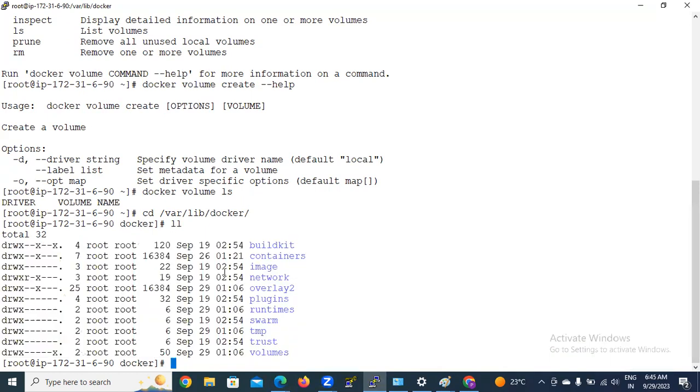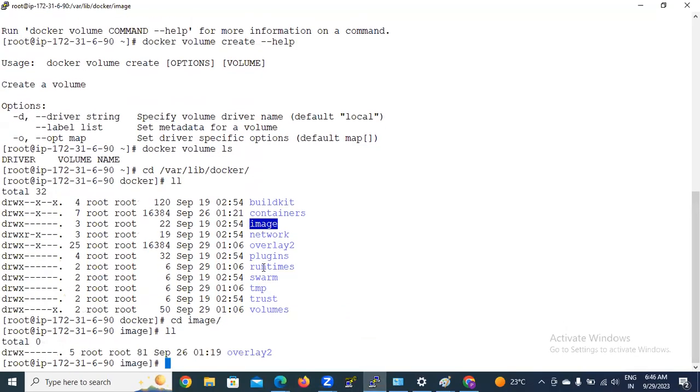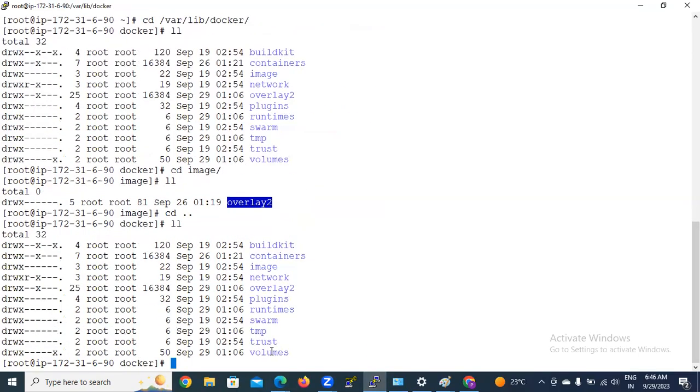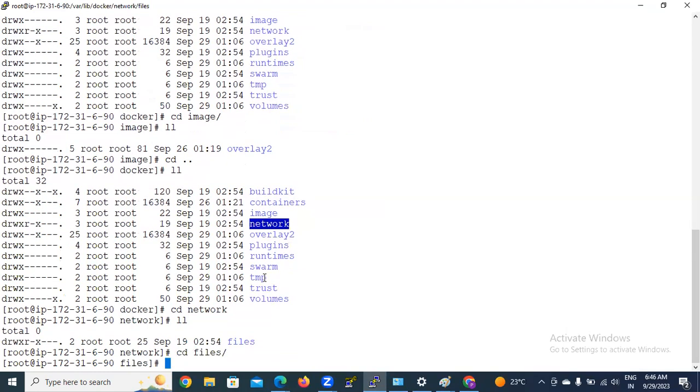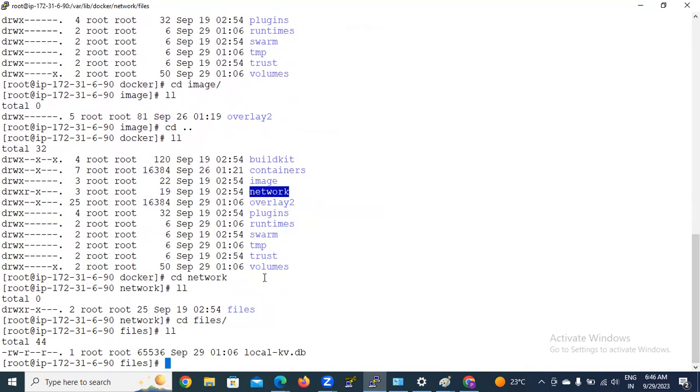These are the sections. If you go to the images part, you will see the images if there are any, which is overlay only, and then you come back. If you want to see the network, any networks are there, yes, you can see the networks also. Some files and directories are there. Understand what is inside it: local-kv.db.